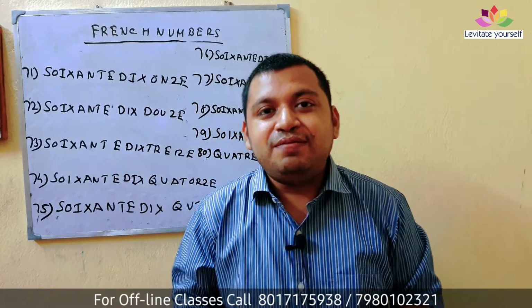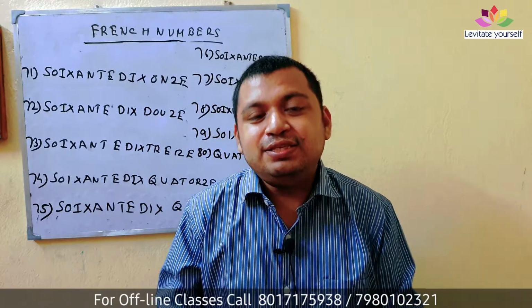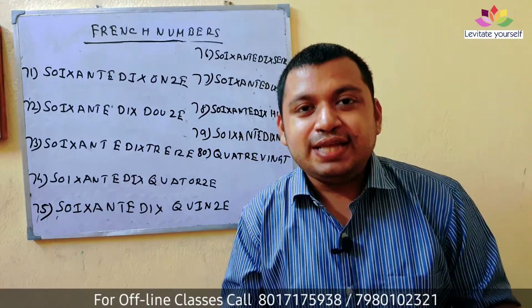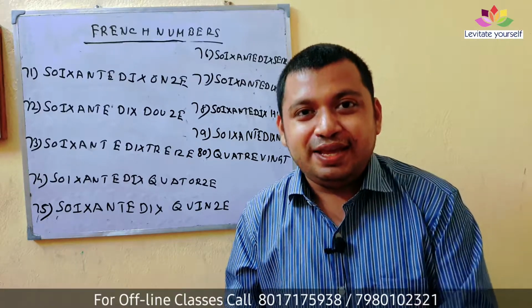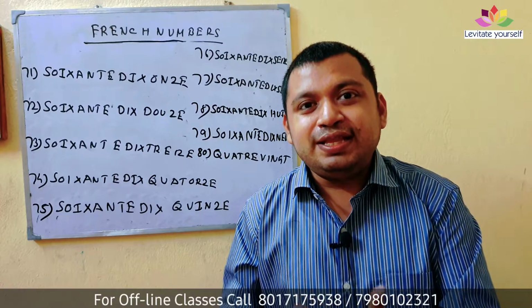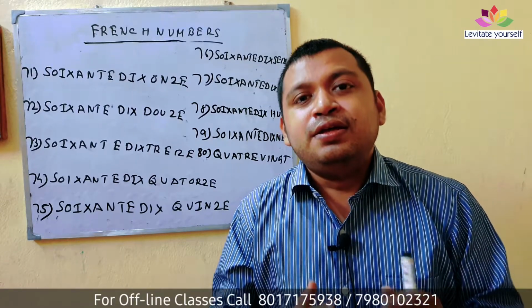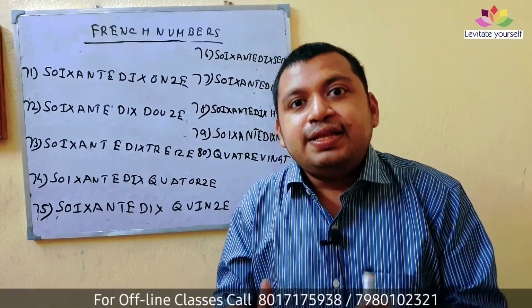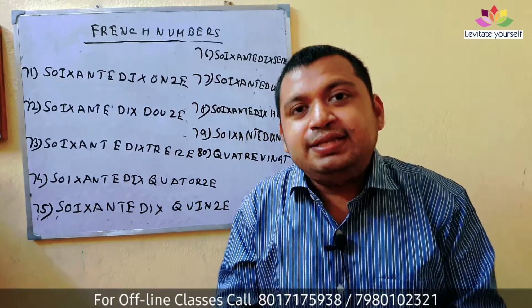So let's start from number 71 to number 80. Number 71 is soixante dix onze. Number 72 is soixante dix douze. Number 73 is soixante dix treize.